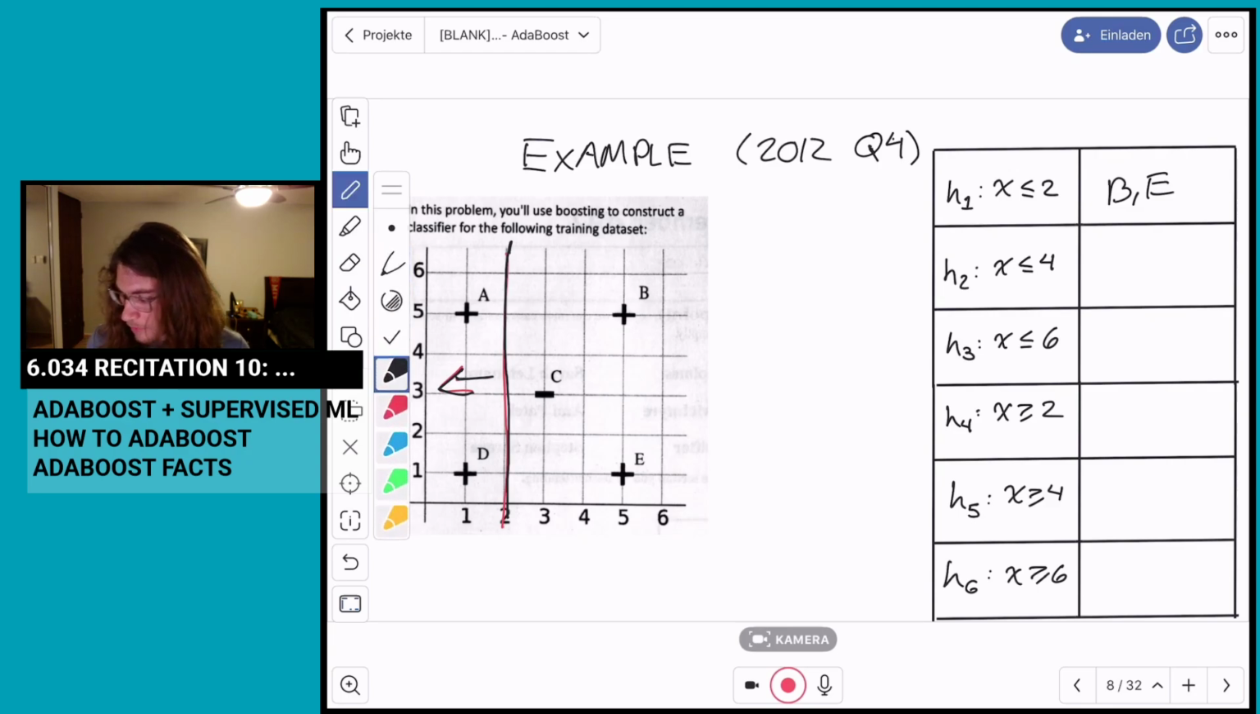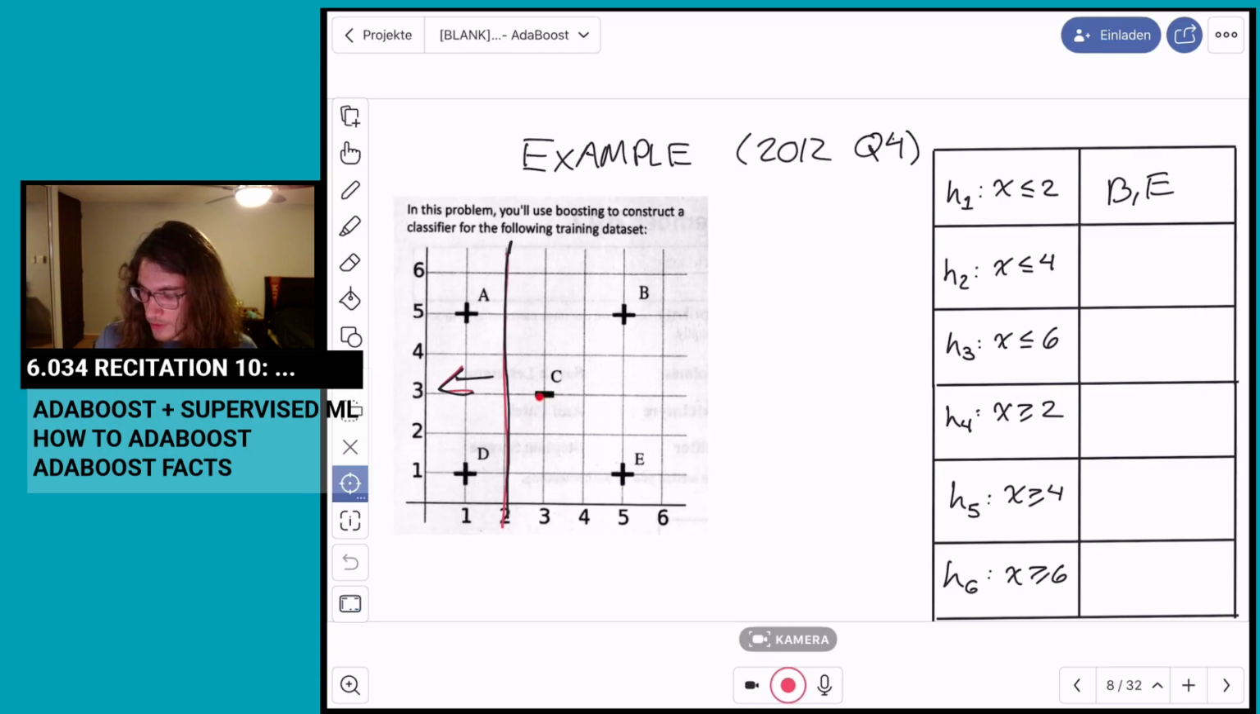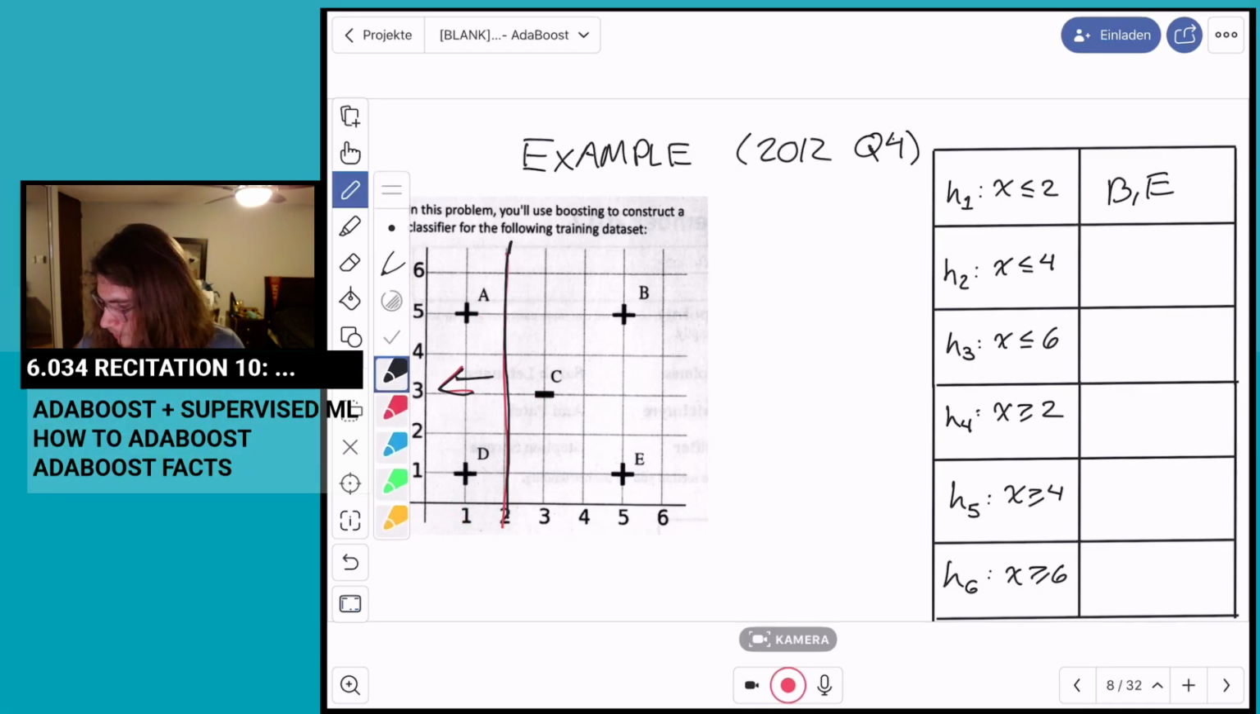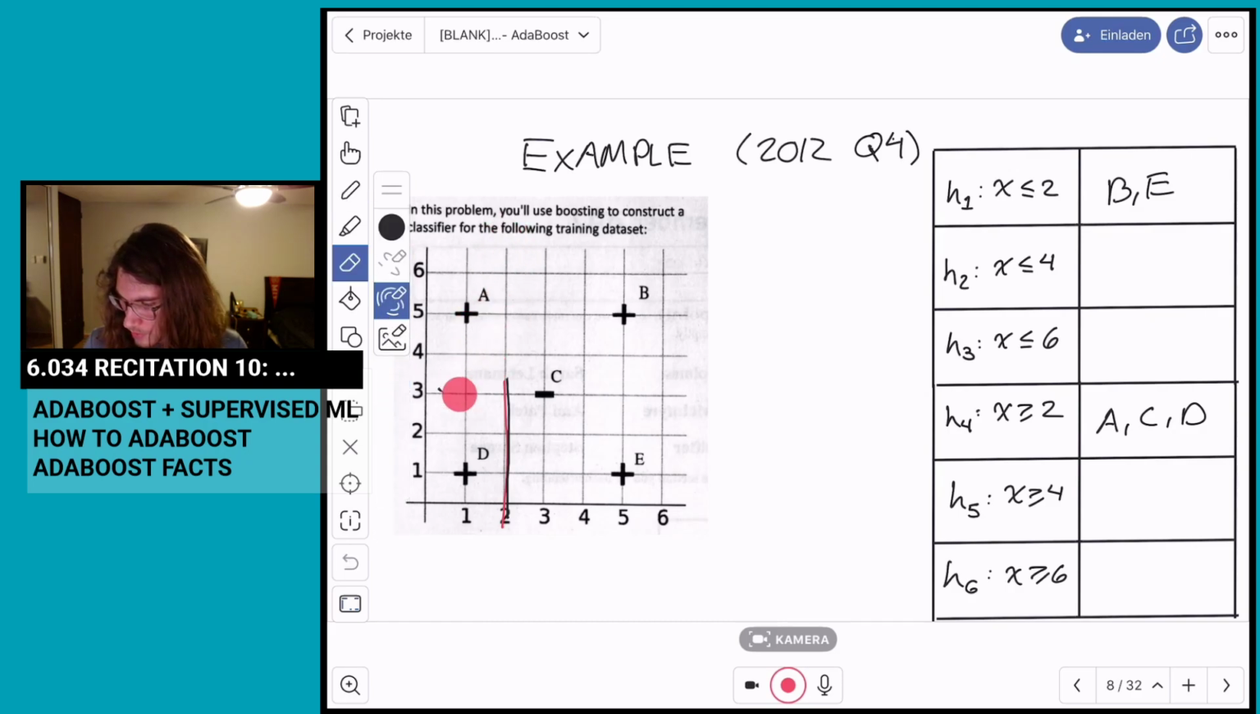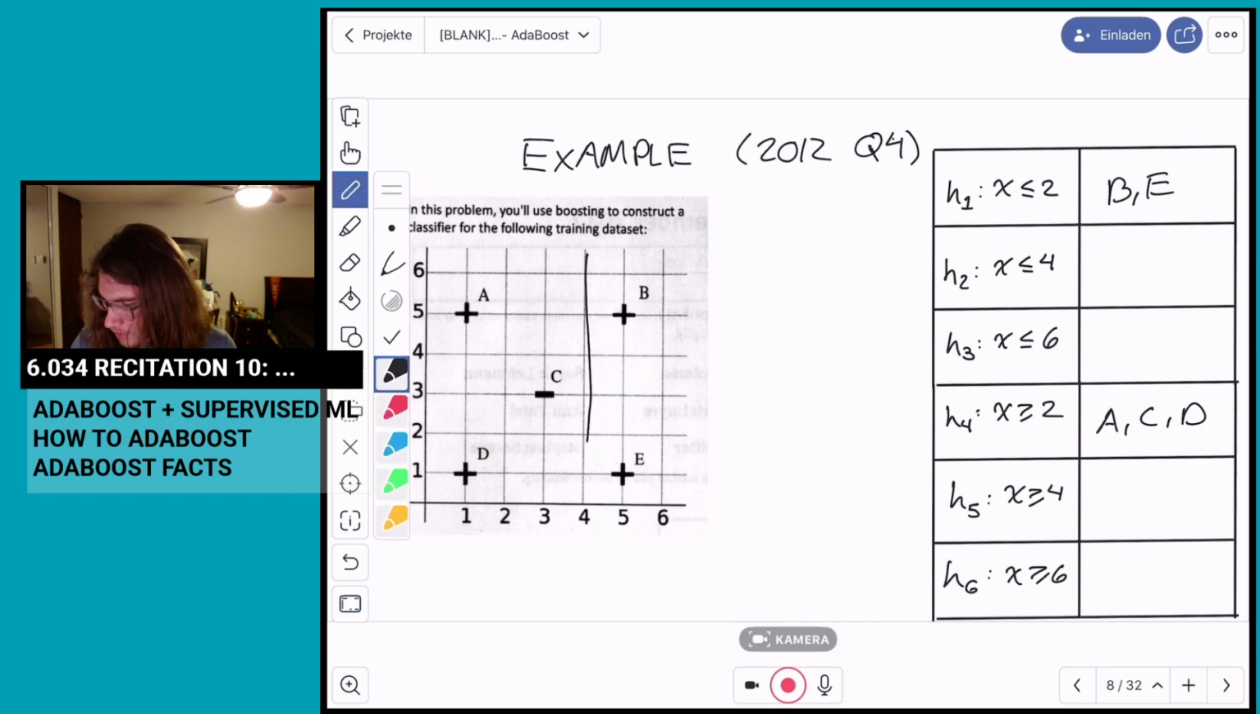And because I have a weak classifier that is greater than or equal to 2, I can just flip. And if I flip it around, I see that C is misclassified because it would say that C is positive, and then A and D would be misclassified as well. So this would be A, C, and D. Let me quickly erase this. Let me draw a similar line along x equals 4 and think, okay, if it's pointing toward A and D, that means C is misclassified, B and E are misclassified as well.